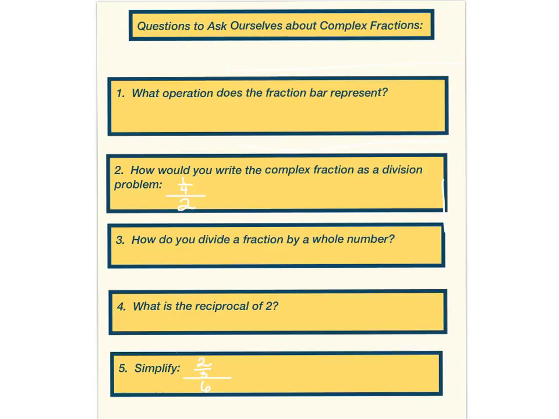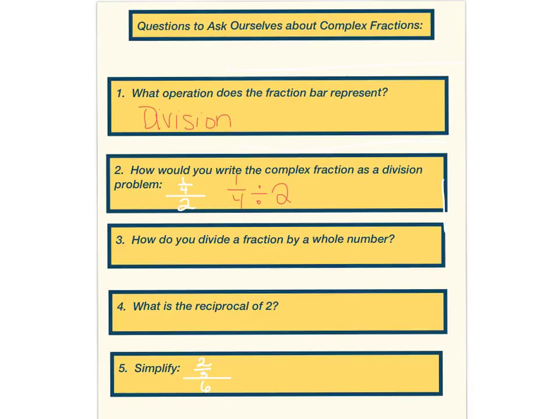Okay, so now let's dive in a little bit deeper. Questions to ask ourselves about complex fractions. First of all, what operation does the fraction bar represent? Hopefully you remember this from prior units. We know that a fraction always means division. A fraction is a division problem in disguise. So the fraction bar always represents division. So how would we write a complex fraction as a division problem? I think it's going to be a little easier than you think. It would simply be 1/4, that's our numerator, divided by our denominator, which is 2. So that's how we set it up.